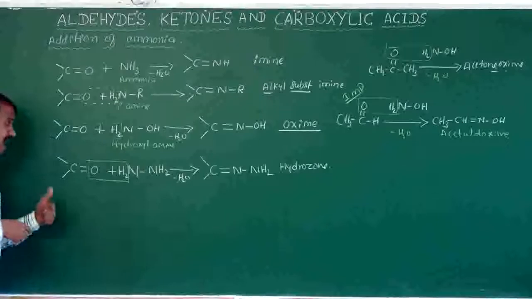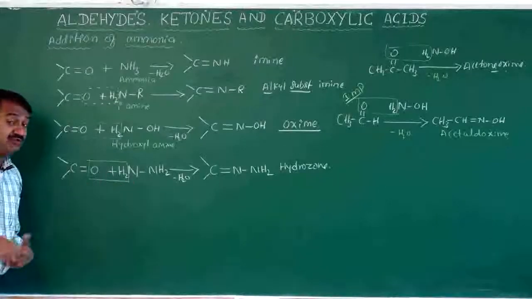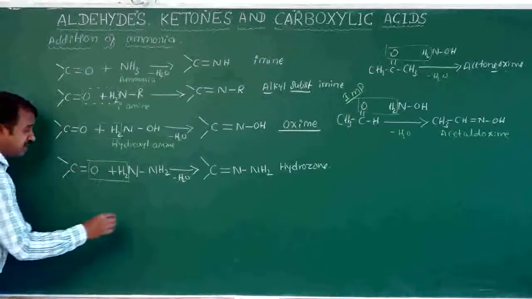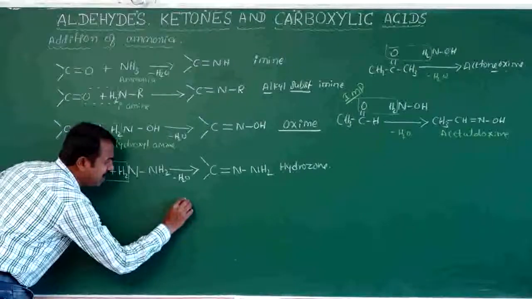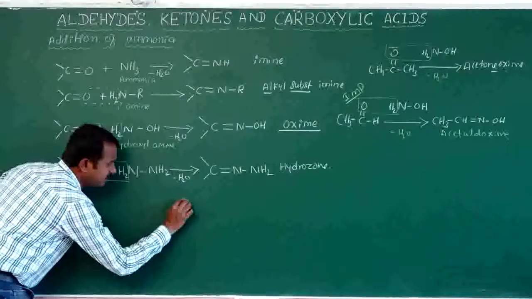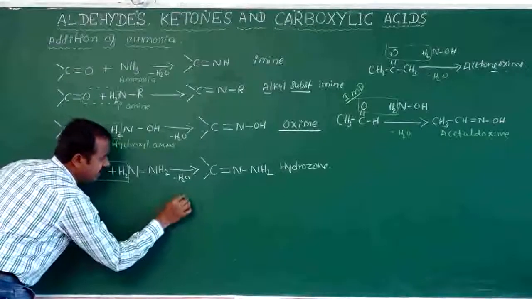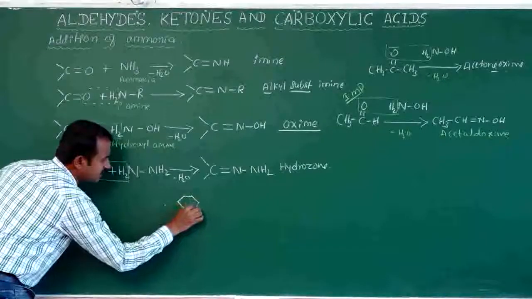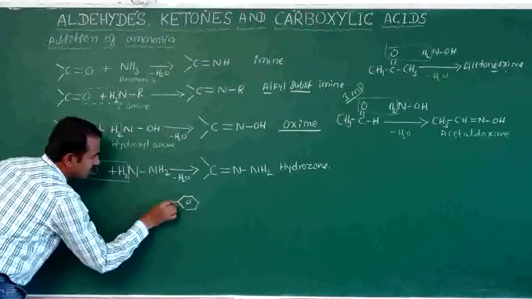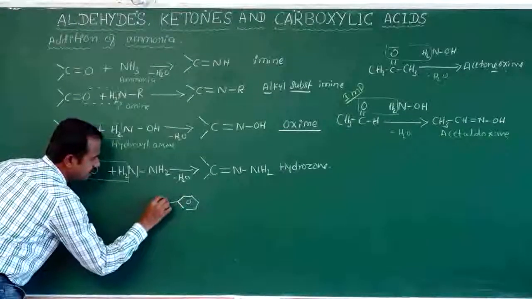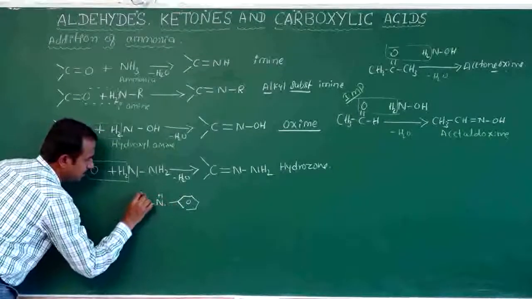Next, aldehydes or ketones react with phenylhydrazine. What is the phenylhydrazine formula? Phenylhydrazine is C6H5NHNH2. You can write Ph as C6H5.